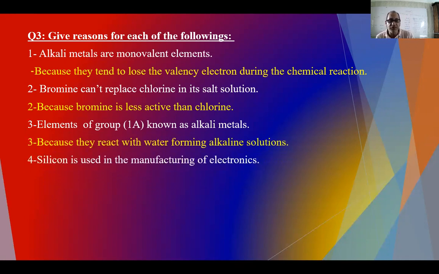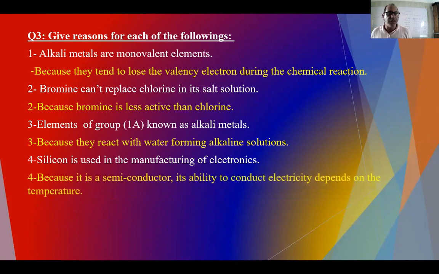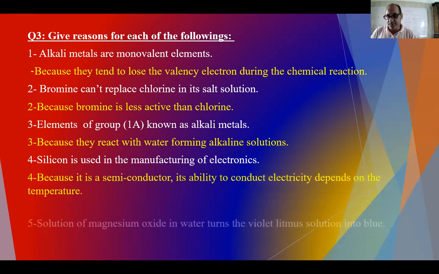Silicon is used in manufacturing of electronics. This depends on the properties of silicon, and it has a very good property, which is that silicon is a semiconductor. So it conducts electricity at normal temperature, but when the temperature rises more and more and it becomes very hot, it will stop conducting. So it's a semiconductor, and the conductivity depends on the temperature.